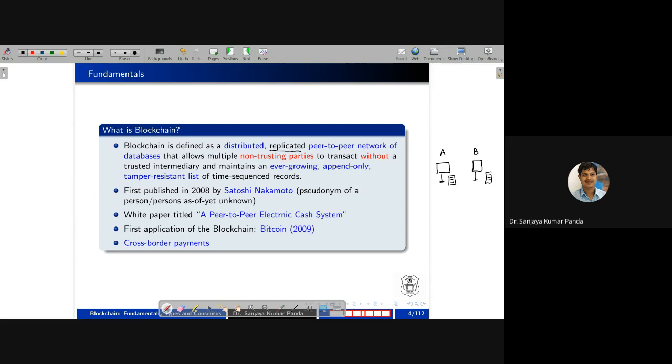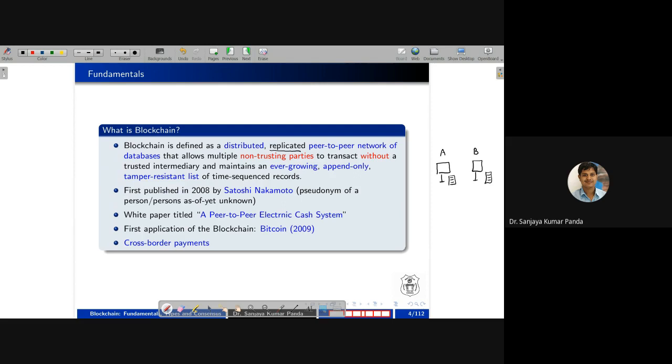So when they are making a transaction, they may be trusted, they may be trustless also, right? But how to integrate them, how to identify that, how to ensure that they are not going to modify something in the network? That is what blockchain provides the solution to. And obviously it is ever growing and append-only: you can add something into the blockchain but you cannot alter it. It is also called a tamper-resistant list of time-sequenced records.